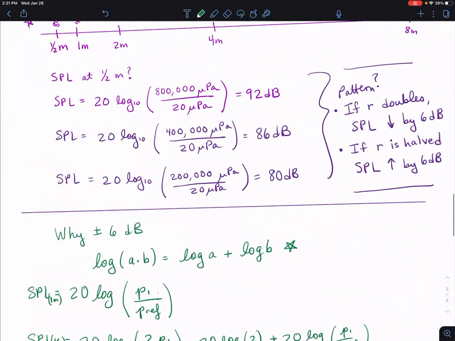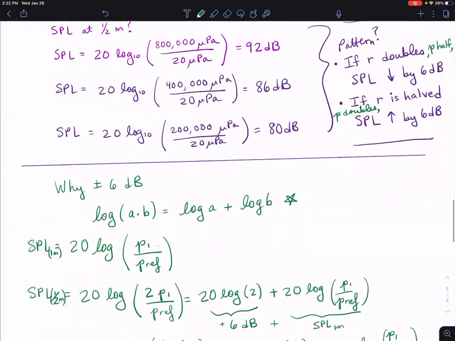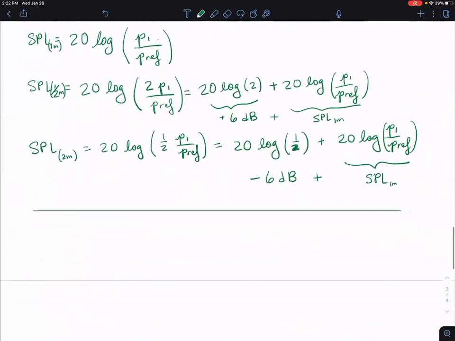Okay. So again, just right up here, if R doubles, the pressure is half as much, and the sound pressure level decreases by 6 dB. If R is halved, then the pressure doubles and the sound pressure level increases by 6 dB. Okay, this is the thing to remember about that.